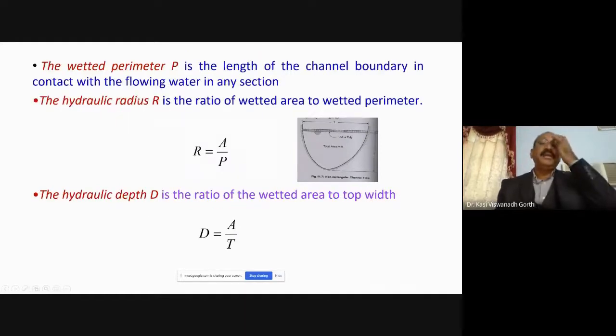Then wetted perimeter. What is the wetted perimeter? It is the length of the channel boundary which is in contact with the flow of water. So this is a section that you have taken. From this point, all this channel boundary is in contact with the flow. So the length of this portion is called the wetted perimeter. The length of the channel boundary which is in contact with the flowing water in any section is called wetted perimeter P.